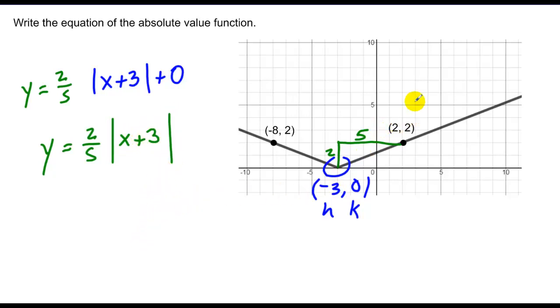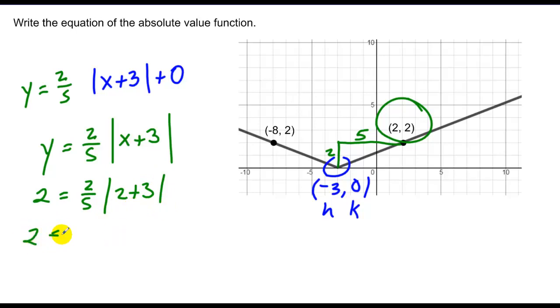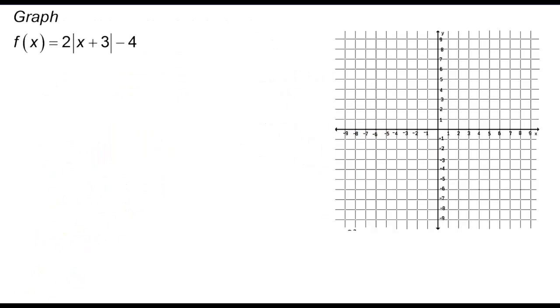Now I have to make sure the point 2, 2 checks. So let's go ahead and plug the point 2, 2 in. If I get 2 equals 2/5 times the absolute value of 2 plus 3, this better check. 2 equals 2/5 times 5, and therefore 2 equals 2. I've graphed this correctly. We're going to go ahead and do one more graph just to make sure we know what we're doing.